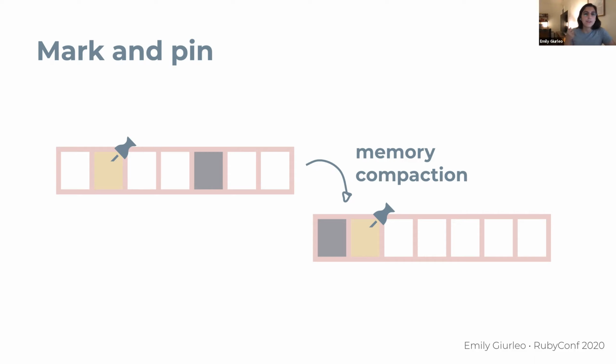It's like if you literally just stuck a pin into a piece of paper on a board, someone could not go and move that around. So starting in Ruby 2.7, when you mark an object for garbage collection, that object is not going to move during memory compaction. And you can see on this slide, the idea is that whatever object is in this little yellow slot does not move during memory compaction, even though it would if it wasn't pinned.